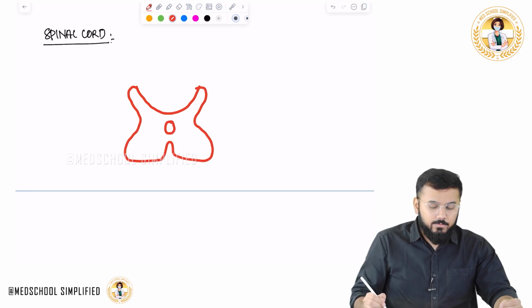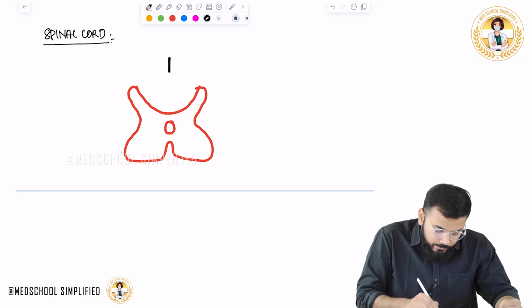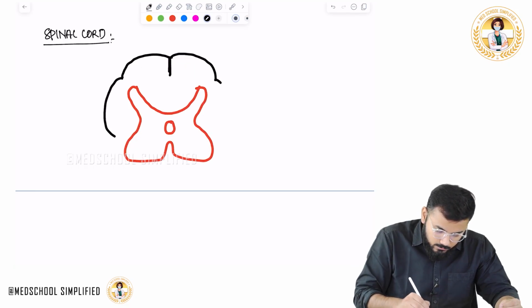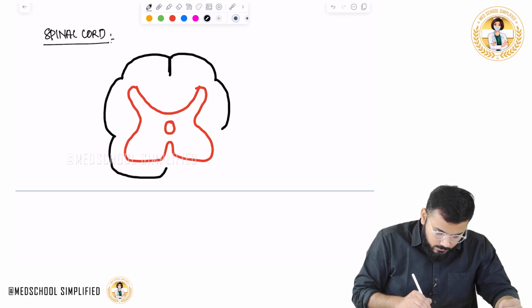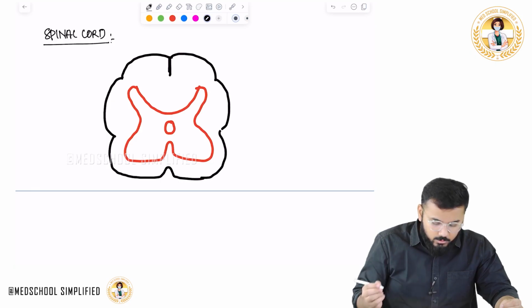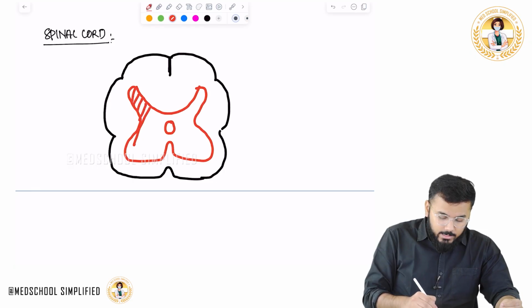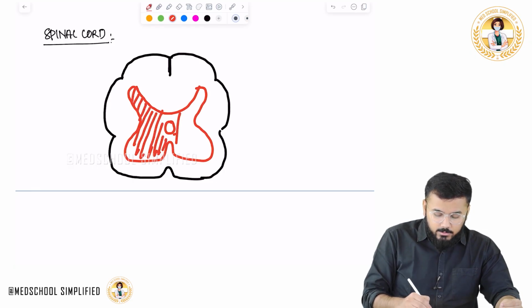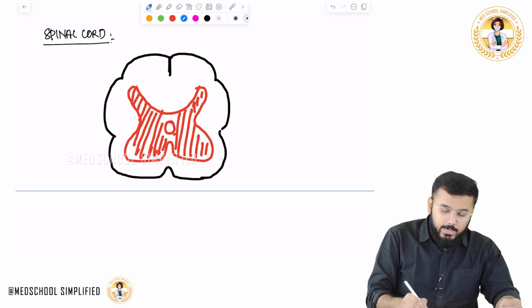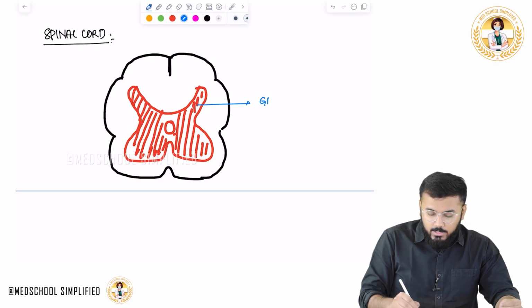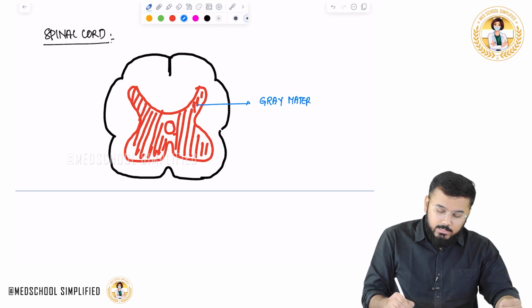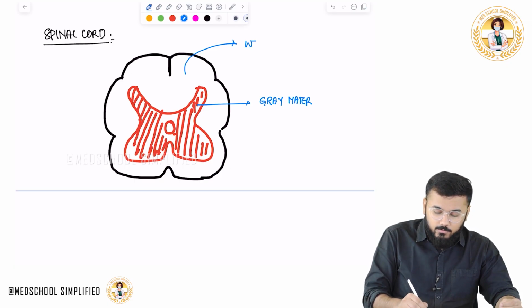Regarding the spinal cord, this is the central canal of the spinal cord, and this is your spinal cord over here. Now in this spinal cord, this center part which I am highlighting right now, this red part, is called your central gray matter. So this is your gray matter in the center, and the outer white part is called the white matter.